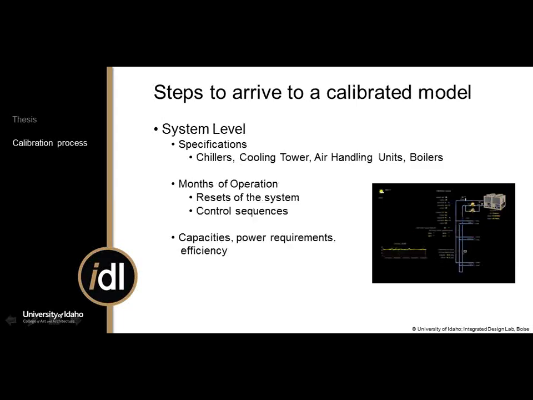And at the system level, get specifications of cooling towers, chillers, air handling units, boilers, and the months of operation, any control sequences, because that's a big thing as well. When the HVAC operates, when it doesn't, and the efficiency and power requirements of each system. I use my phone a lot to just take pictures of the tags of the equipment just to reference them later, and that's a really good way to get them quickly looking up afterwards.